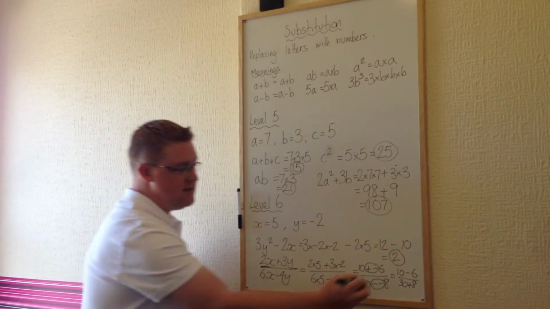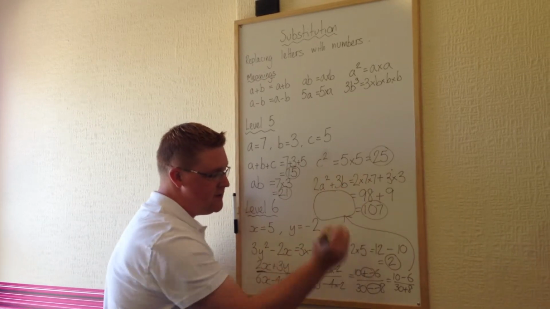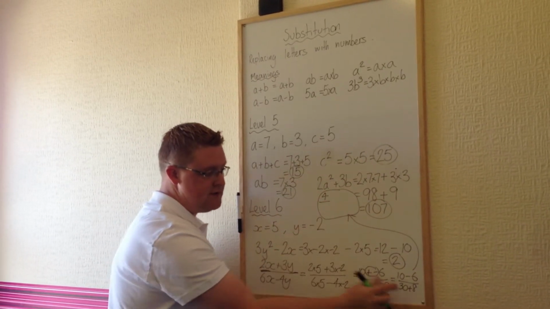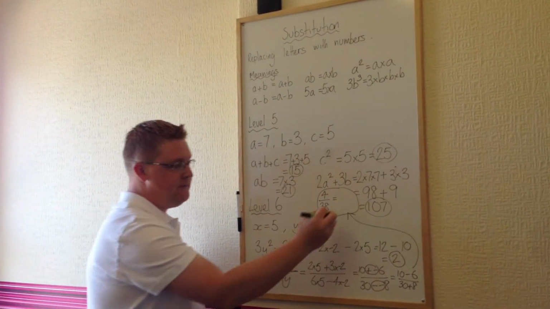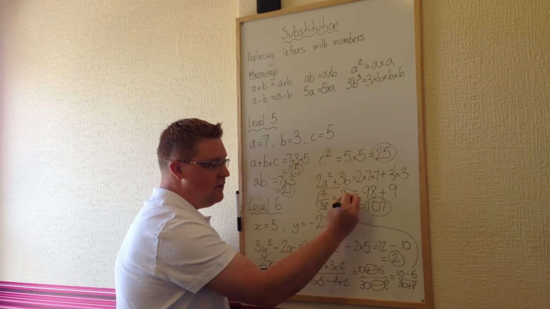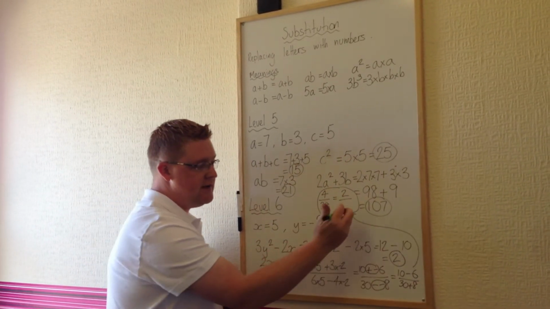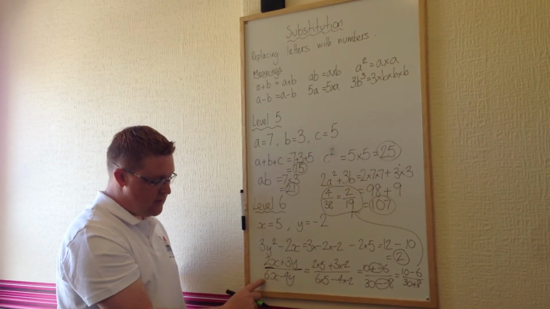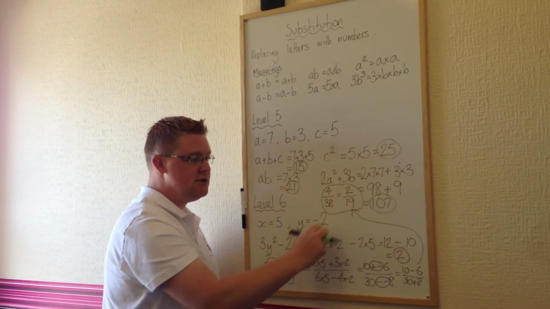So our final answer, and I'll put it here because I'm running out of space, 10 take 6 is 4, over 30 plus 8 is 38. But we can cancel this down, divide by 2, so 4 divided by 2 is 2, 38 divided by 2 is 19. So 2x plus 3y, all divided by 6x minus 4y, is equal to 2/19.